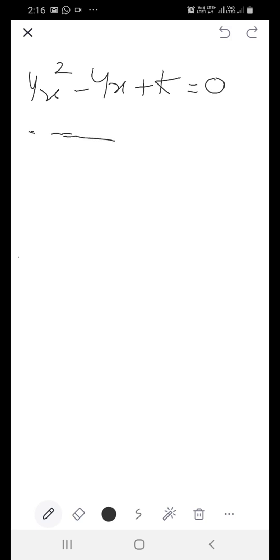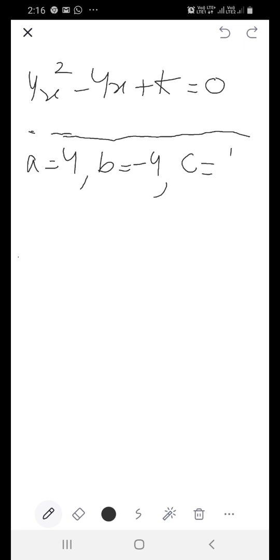And the quadratic equation is 4x square minus 4x plus k is equal to 0. Now you see the constant term is missing, which is written in terms of k. And nature is already given. So you will write, comparing the equation with ax square plus bx plus c is equal to 0. First write the values of a, b, c. A is equal to 4. B is equal to minus 4. And c is equal to k.